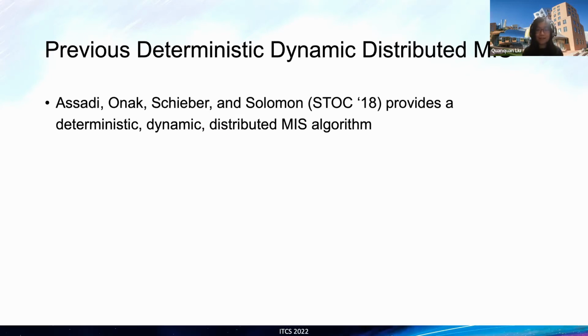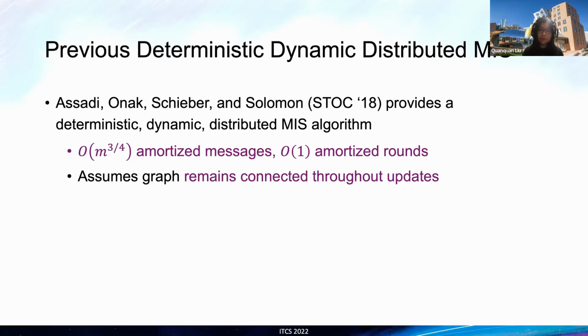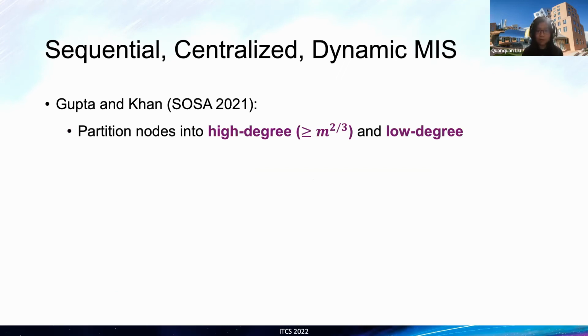As mentioned previously, Asadi, Onak, Schieber, and Solomon provide a deterministic dynamic distributed MIS algorithm that uses O of m to the 3/4 amortized messages and O of 1 amortized rounds. However, their algorithm uses one crucial characteristic of the graph, which is that the graph remains connected throughout all the updates. Compared to this previous result, we improve the message complexity polynomially while only paying a polylog n factor in the number of rounds. And most importantly, we obtain our result without making any connectivity assumptions. Our result builds upon the sequential centralized dynamic MIS algorithm of Gupta and Khan.